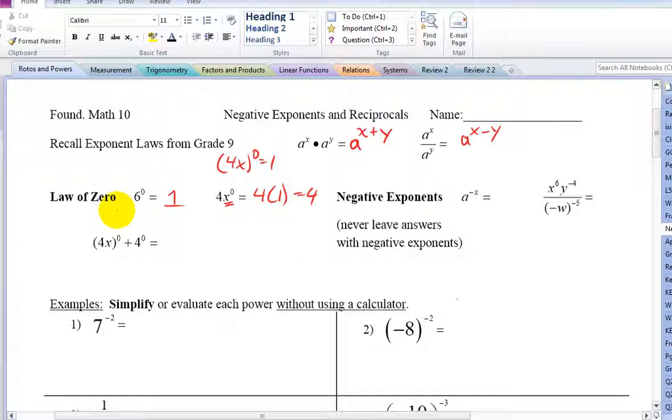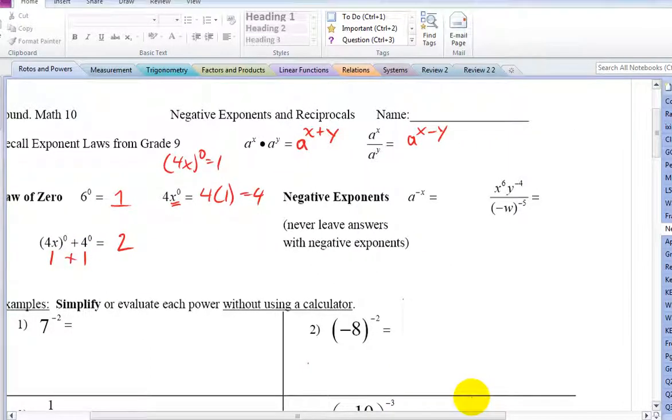Rachel, what's the answer? Good. How'd she get that? This up front has the base in brackets, so the whole thing has a value of 1. This has a value of 1. Add them together. Okay. Today what we're going to focus on more, though, is negative exponents.